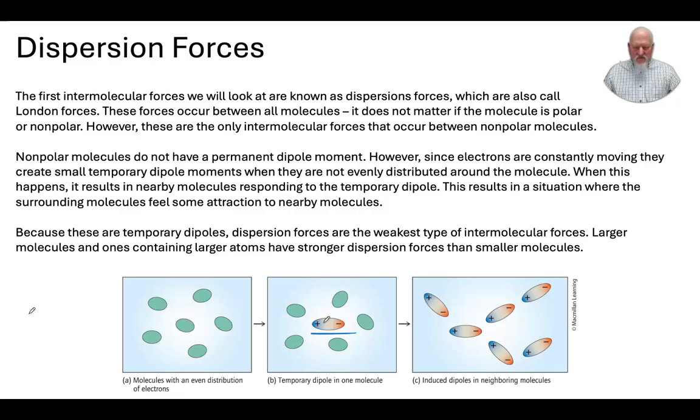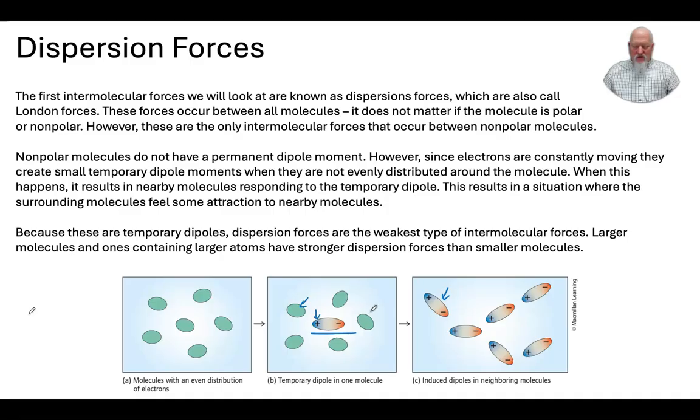So if this molecule in the middle all of a sudden gets an instantaneous or temporary dipole, because the electrons aren't quite perfectly evenly distributed, these molecules around are going to feel that. So if this end of the molecule is positive, the electrons in this molecule are going to get pulled that way. They're negative, they're attracted to positive charges. And that molecule will look like that real briefly.